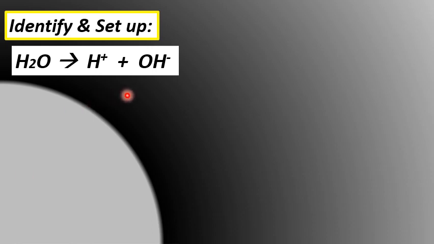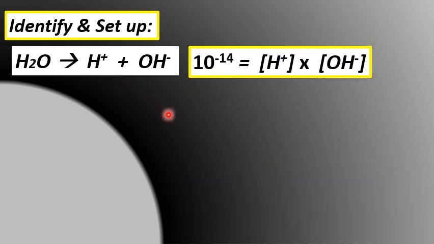Since pH is measured in water-based solutions, there is always a balance between hydrogen ions and hydroxide ions. This is because water can break down into these two ions, as shown in this equation. Now, at room temperature, the balance between the positive hydrogen and the negative hydroxide ion concentrations in water are related by this expression.